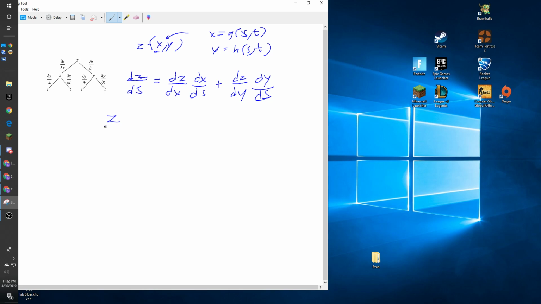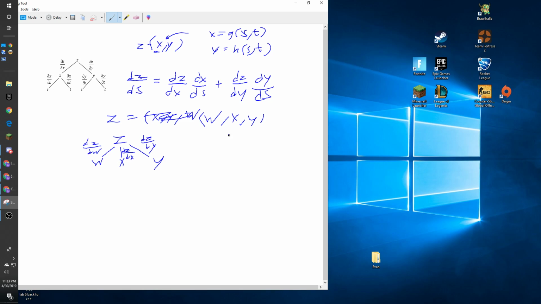So this is written with two variables. Let's say this is three variables, so z is equal to a function of w, x, y. Now the tree would look like this. I have w, x, y, and to go from z to w, you have dz/dw, and dz/dx, and dz/dy.